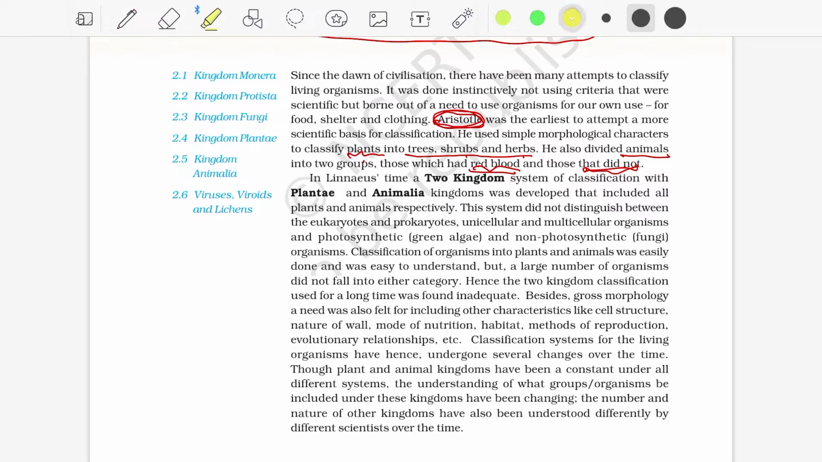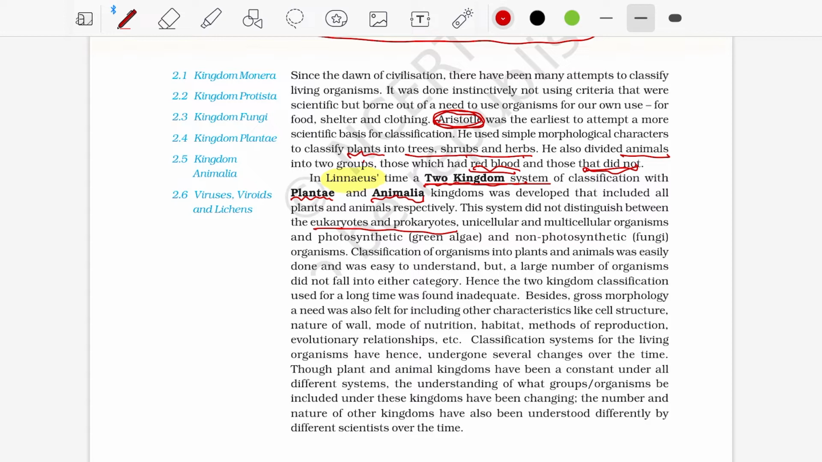Next, the person who classified was Linnaeus. The next important form of classification is regarding Linnaeus. In Linnaeus' time, a two-kingdom classification was initiated, very important. He classified the organisms into Plantae and Animalia, including all plants and animals respectively. So this is the very first form of classification of organisms. This system did not distinguish between eukaryotes and prokaryotes. This is a very broad form of classification.